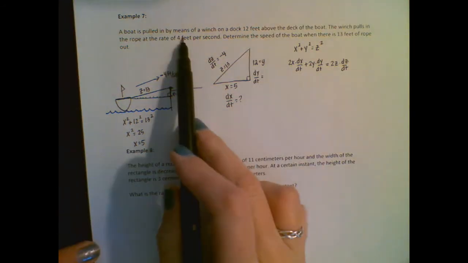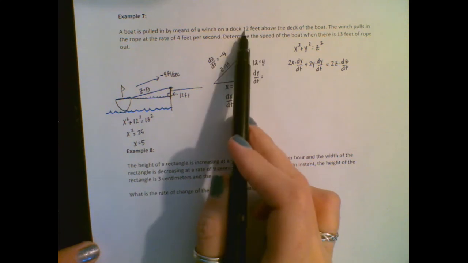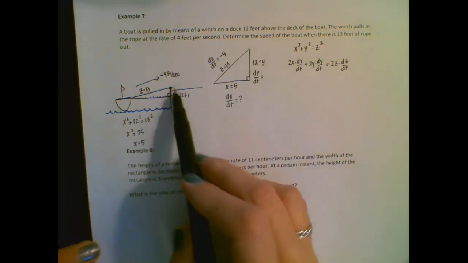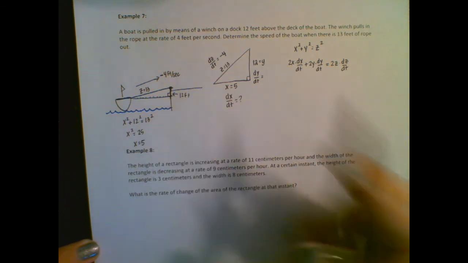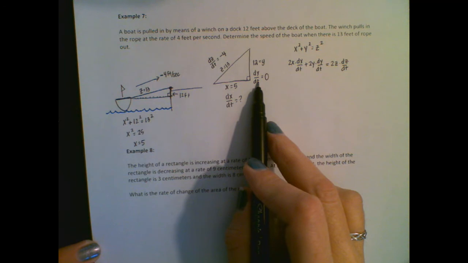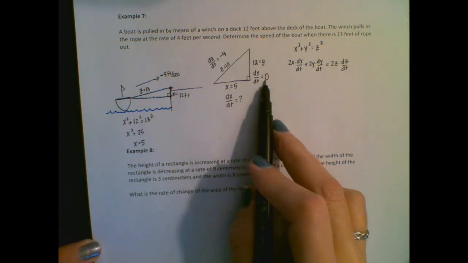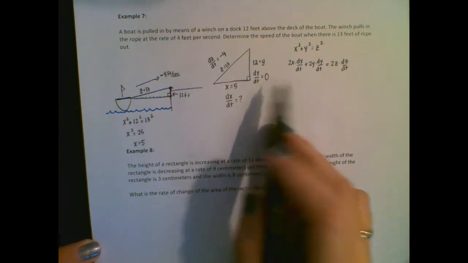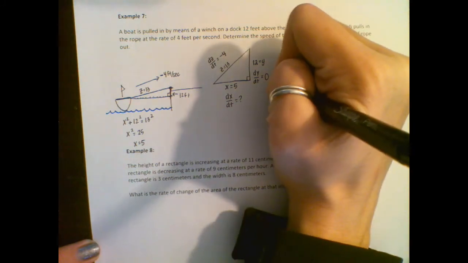Well, it tells us that the dock is 12 feet above the deck. The dock is not changing length. So this is going to be another case where we would say that the derivative of y with respect to time, dy/dt, is actually going to be 0 here. So let's go ahead and fill all this stuff in.